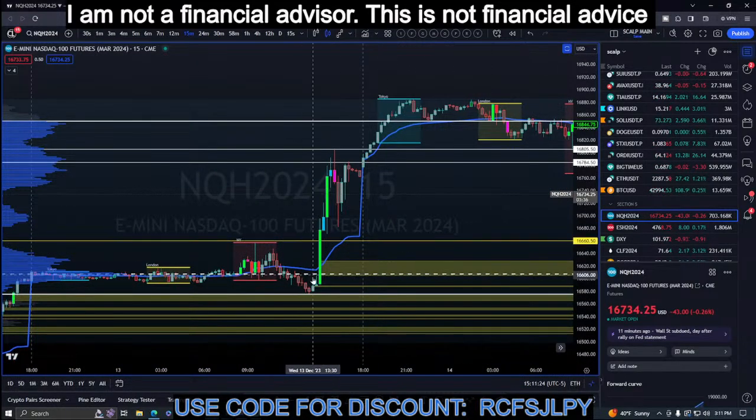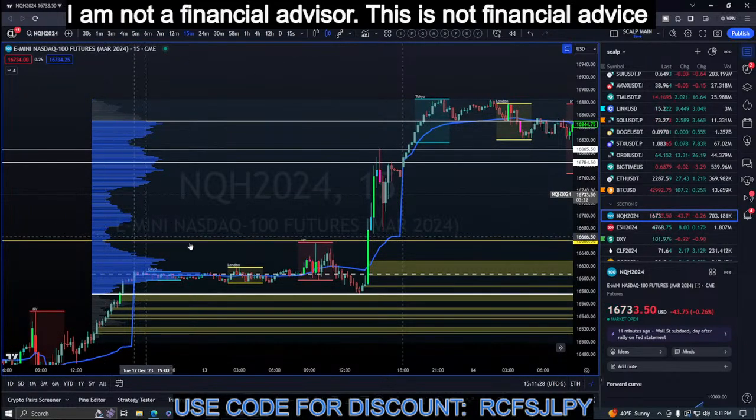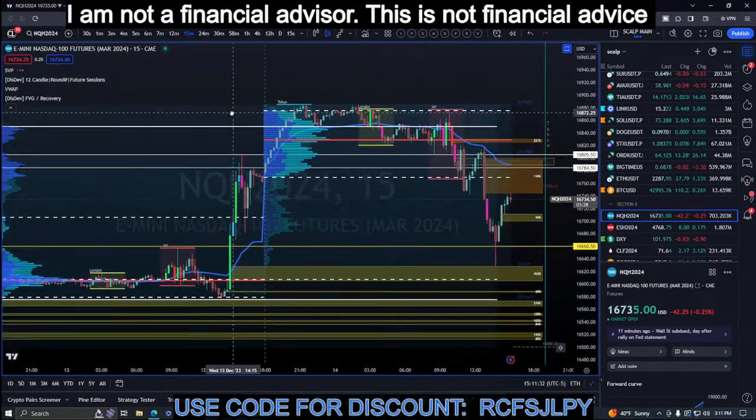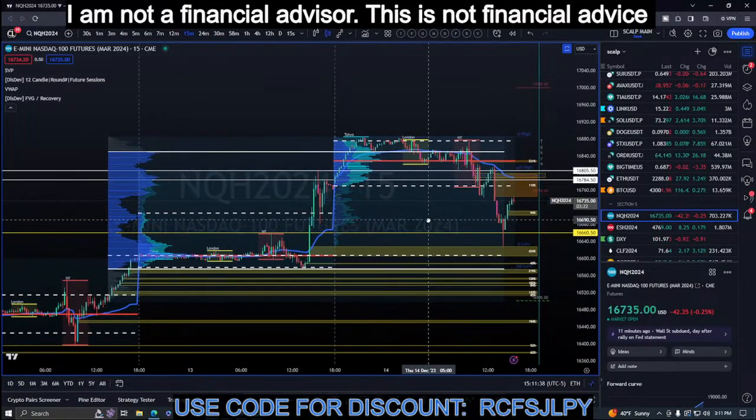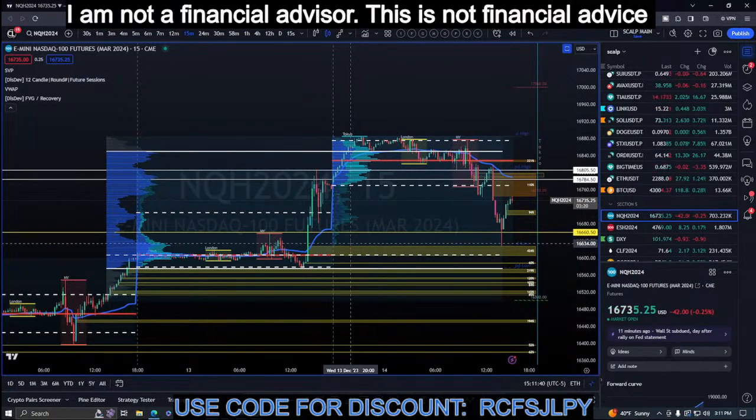So I drew that yellow line there, even though this is a low volume node. If I throw on, I think I have it here, the daily session volume profile. Was there a node that I saw? I think there was. Yeah, right here. Let me take this one off.